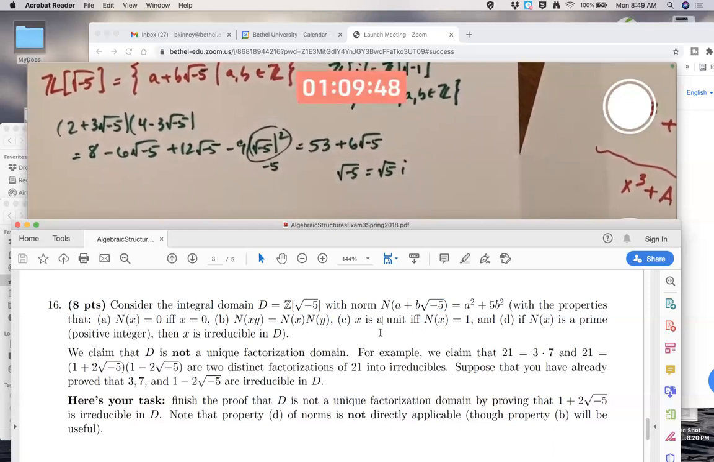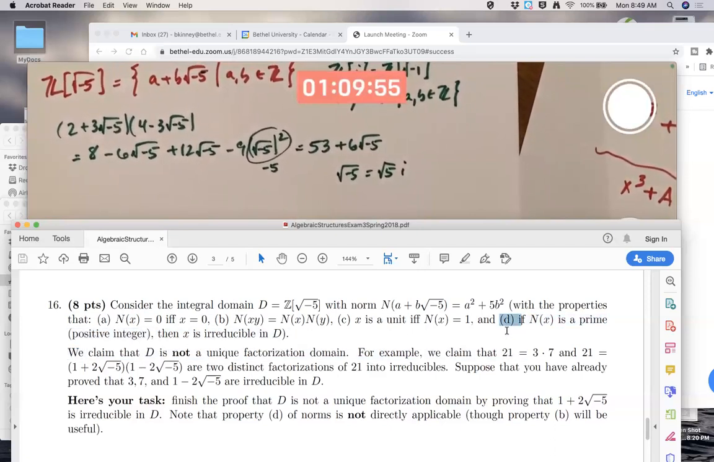What is this norm good for? This norm is good for deciding, in particular, the relationship between N of x being prime and x being irreducible in D. The claim is D is not a unique factorization domain. What does that mean? That means the analog of the fundamental theorem of arithmetic actually does not hold.